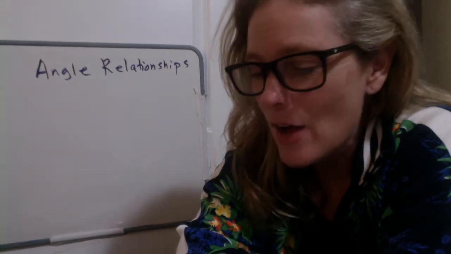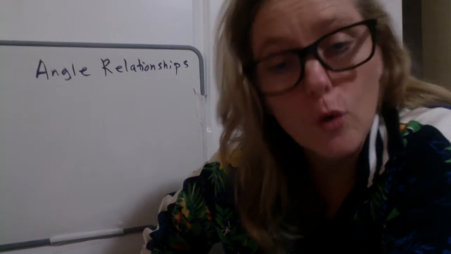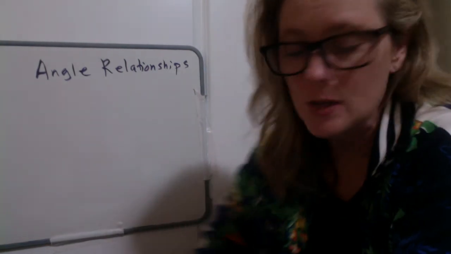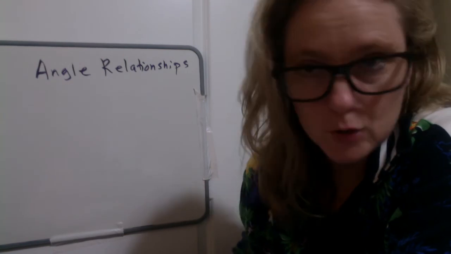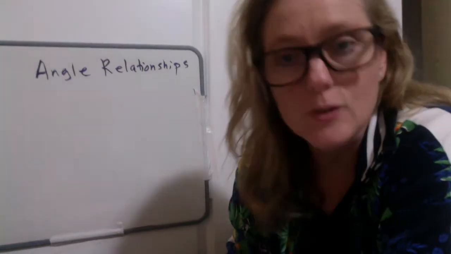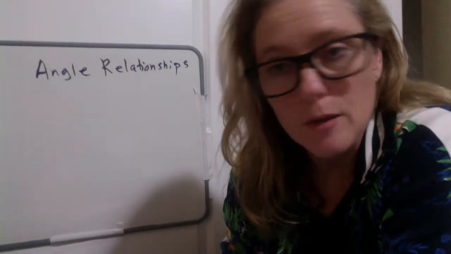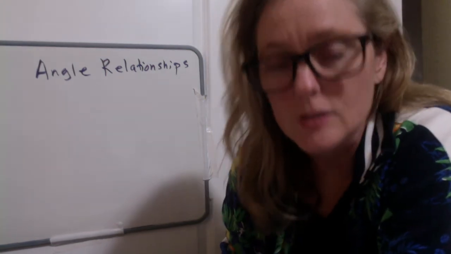Okay, so on that first page of the packet, it's talking about 4 different types of angle relationships. The first one is called adjacent angles. The word adjacent means right next to each other. So when you think about adjacent angles, you want to think about maybe a pizza and 2 pieces that are right next to each other.